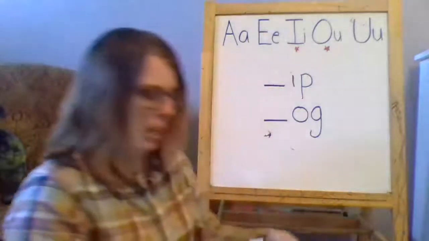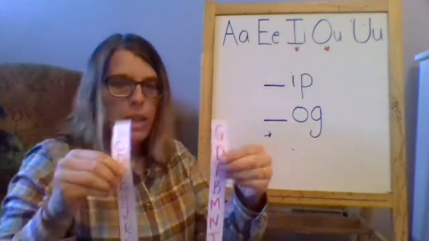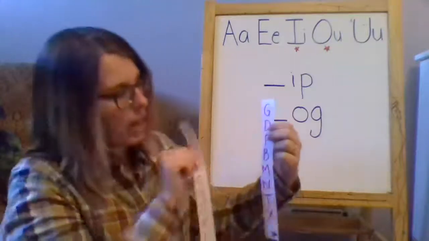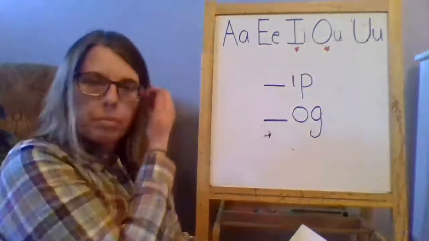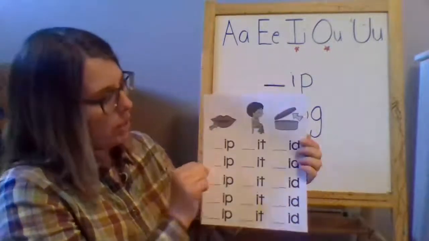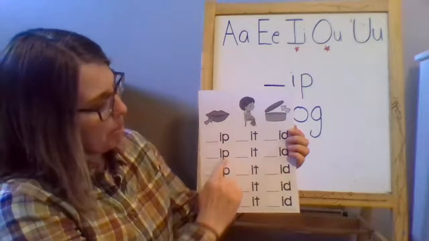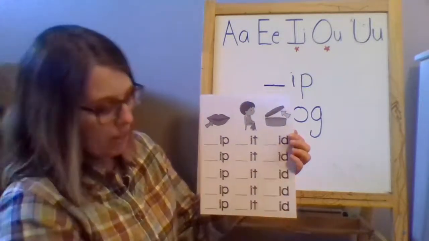I'd also like you to get out your letter strips, okay? Because we will use these again today. So go ahead and pause the video and get those things out if you haven't already. And then we'll be ready to start. So let's look at the I word families first. We have IP, so ip, IT, it, and ID, id.